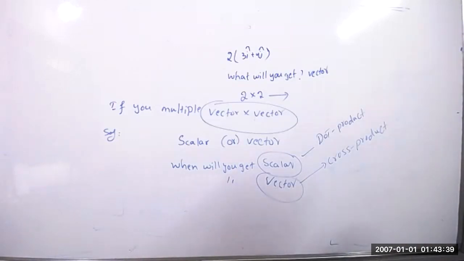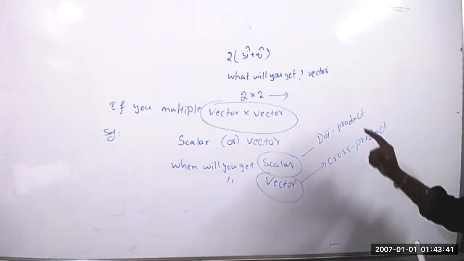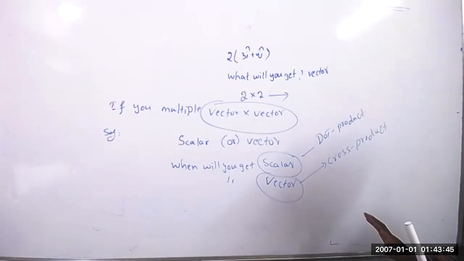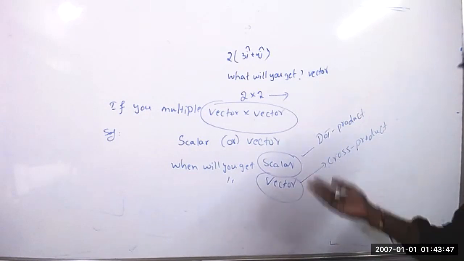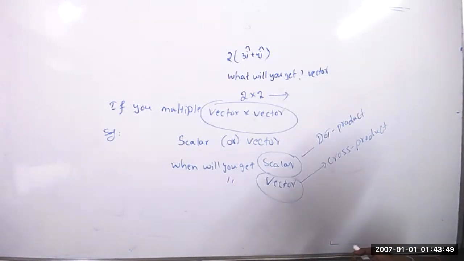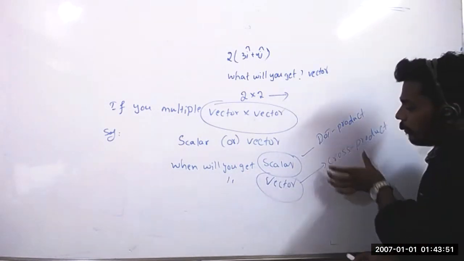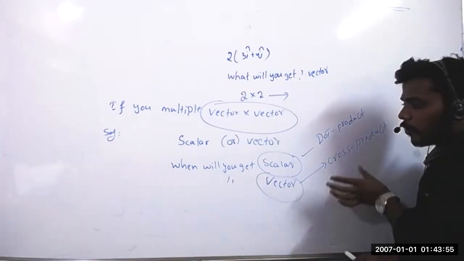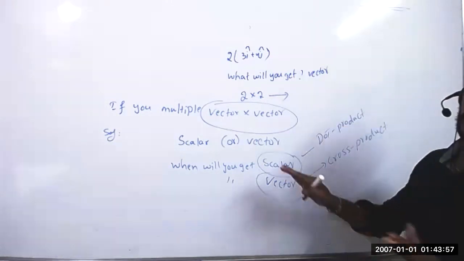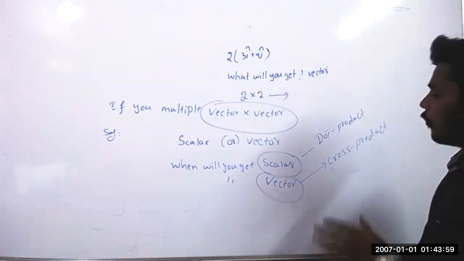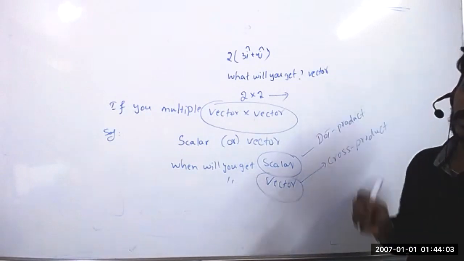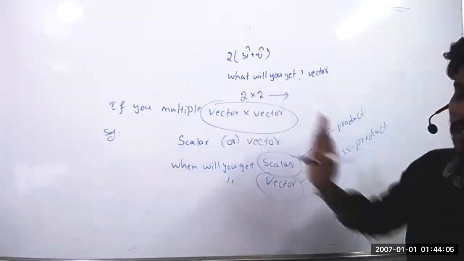Now you should learn what the dot product is, what the cross product is, and what the properties of the dot product and the cross product are. If we know these, it is enough. How to define the dot product and how to define the cross product, that is what we are going to learn in the next class. Am I clear up to here?